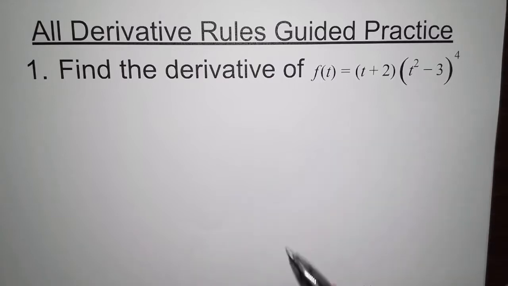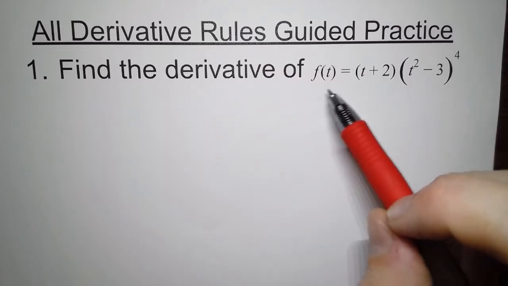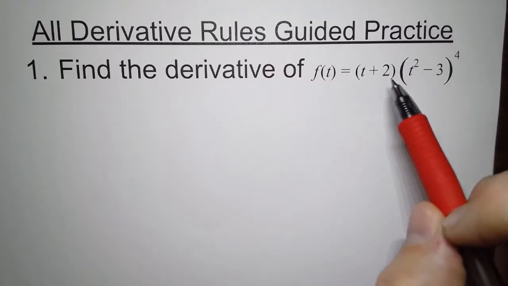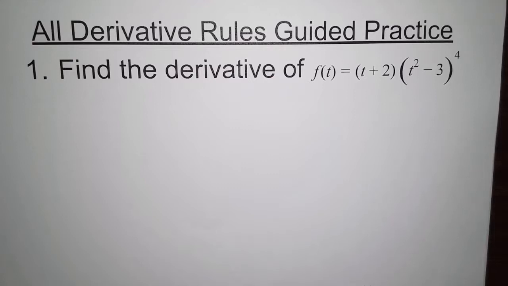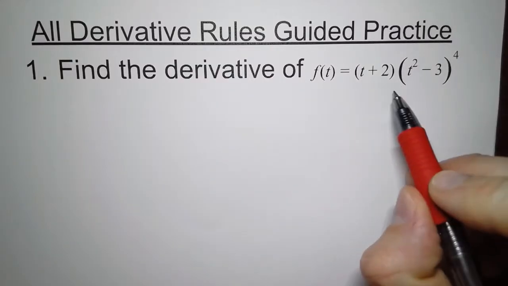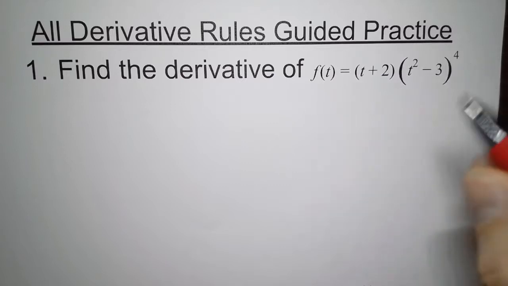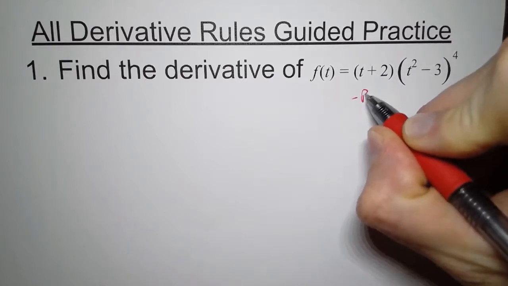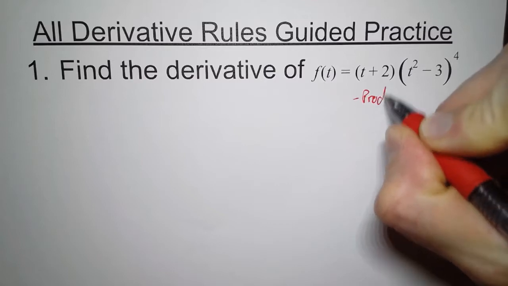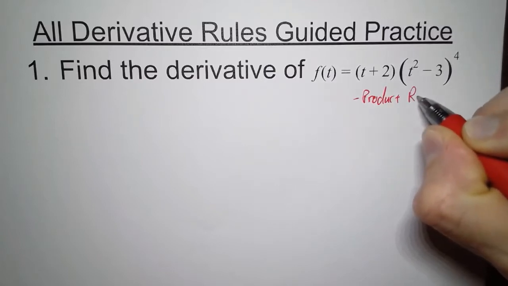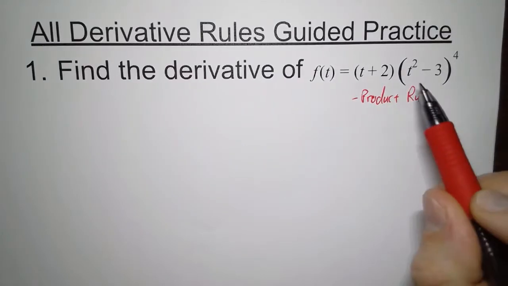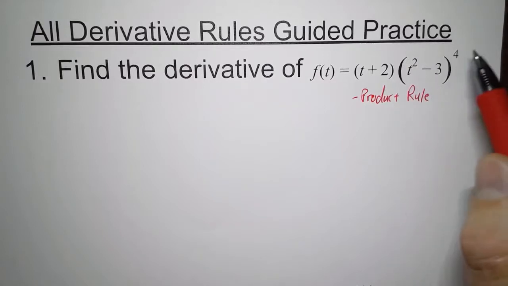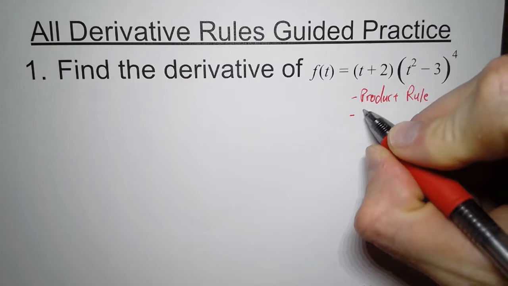So for this first problem, we have this function f of t, and we want to find the derivative. Now we have to ask ourselves, what derivative rules are we going to need? Well, here we're taking this quantity times this quantity. So one rule that we're going to need is product rule. But another rule that we're going to need is the fact that this function is being raised to the fourth power. So we have a function within a function. So this is going to require chain rule.